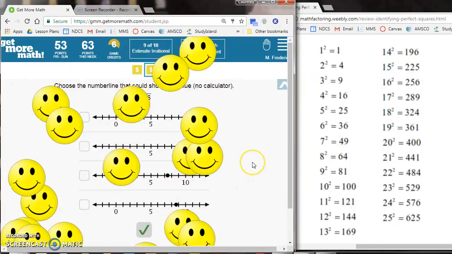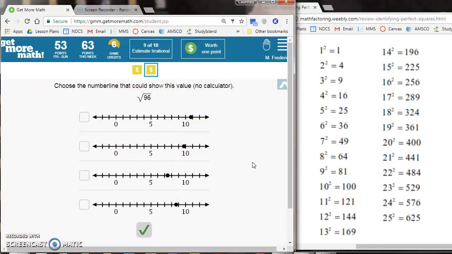And in our last example, choose the number line that could show this value, the square root of 96. Note that 96 falls between 81 and 100. Therefore, we must be between the values of 9 and 10. Also notice that 96 is much closer to 100 than it is to 81. So not only are we between 9 and 10, but we're probably going to be much closer to 10.